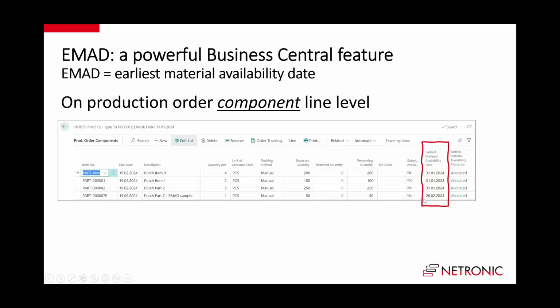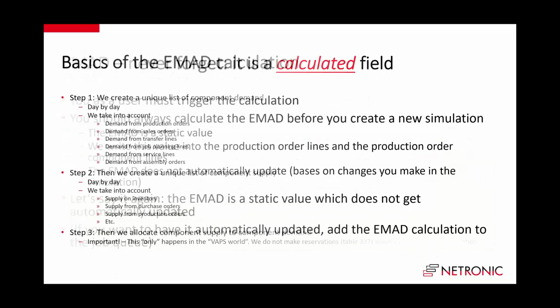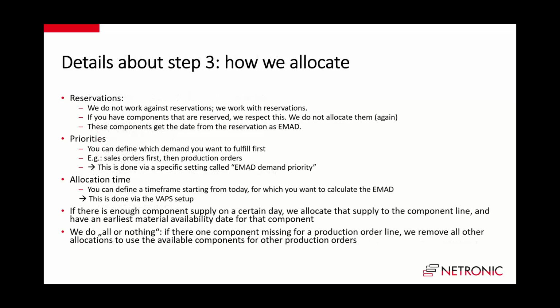If, for example, the latter component here would not be available at all in the period we look at, then it would say allocation failed here. And then we would remove those allocations again to use the material potentially for other production orders. So we do all or nothing. Either we find an earliest material availability date so we can make the allocation for all components, but if it is missing for one component, then we remove all the others so that we can use the material for other production orders or for other demand types.